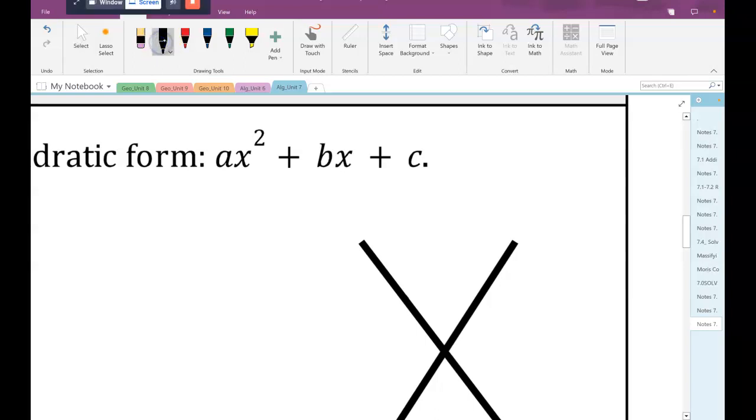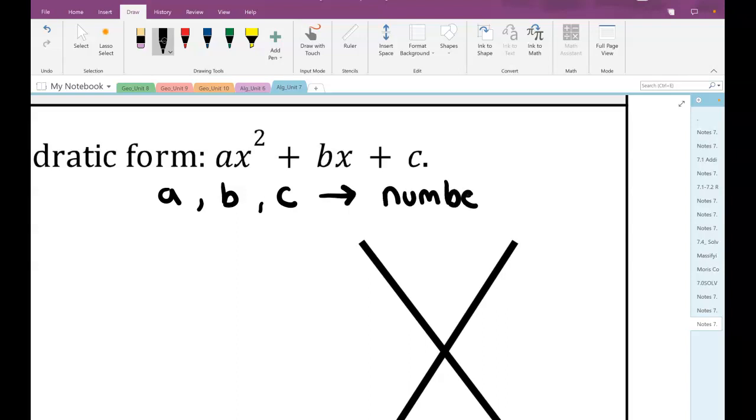What do you think a, b, and c stand for? Or what are those placeholders for? Numbers. A, b, and c are just numbers. All right. So notice this is in standard form. We're going down in terms of degree, our constants in the back. A, B, and C are just going to be numbers, and that's going to be important as we move forward.